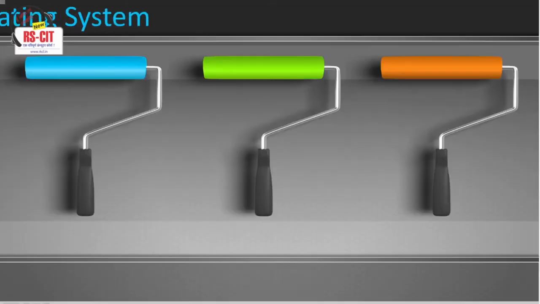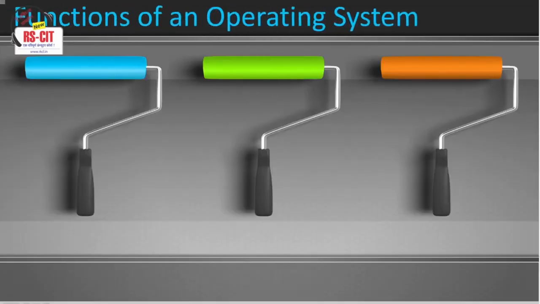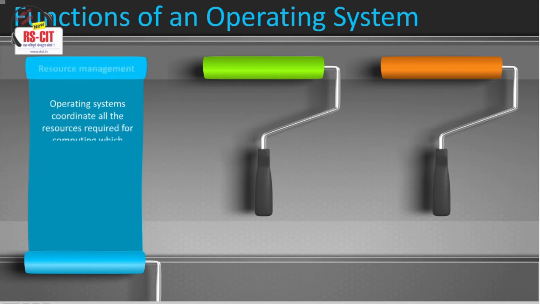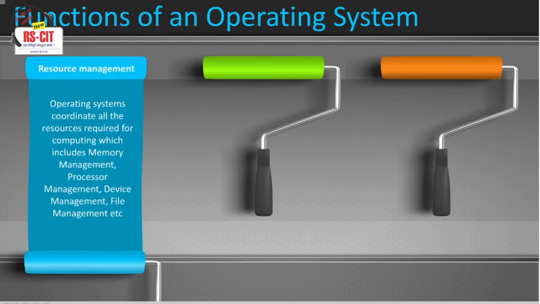Functions of an operating system. Friends, the main functions of an operating system are resource management. Operating systems coordinate all the resources required for computing, which includes memory management, processor management, device management, file management, etc.